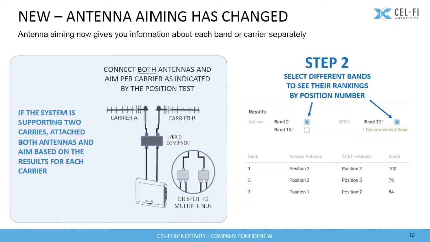Now, if I want to take a look at the best direction to aim my antenna for band 2, then I'm going to select band 2 from this user interface, and I'm going to take a look at these rankings. And of course, the top one that's ranked number 1 is the best direction to aim that Verizon antenna. Then I would select band 13, and I would see which antenna direction was most highly ranked for band 13.